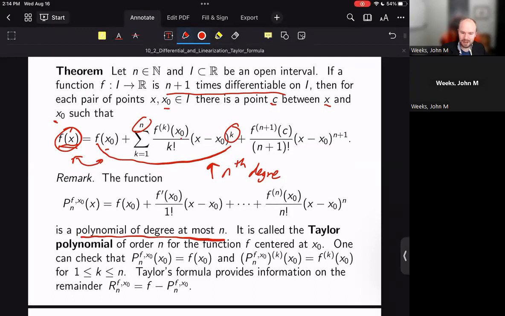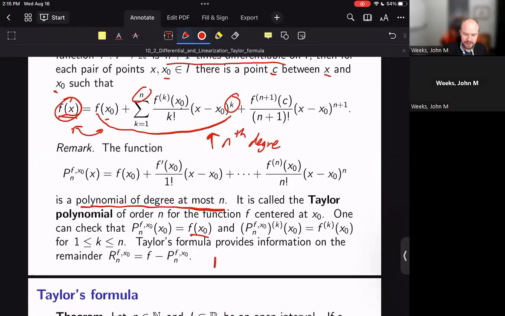This is the Taylor polynomial of order n for the function f, centered at x naught. You can check that at x naught, this is actually the function f of x naught. And what's more, you can check that the derivative of f agrees at x naught as well. That is, you can check that if I take this polynomial here and take its derivative and plug in x naught, that's the same as f prime of x naught.